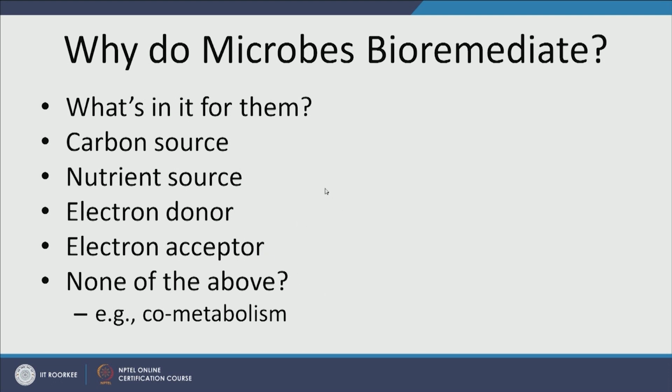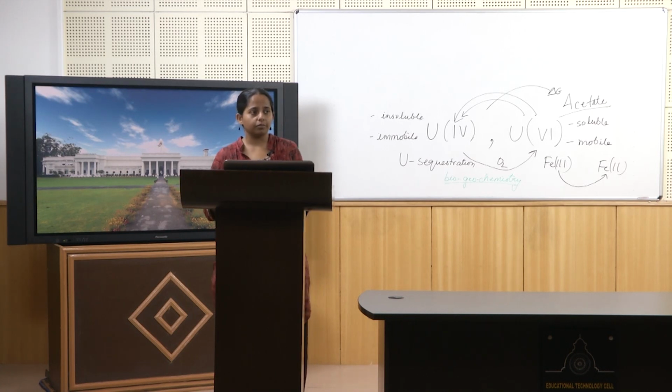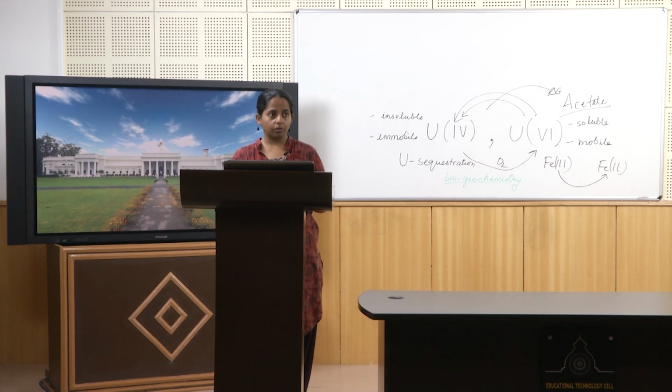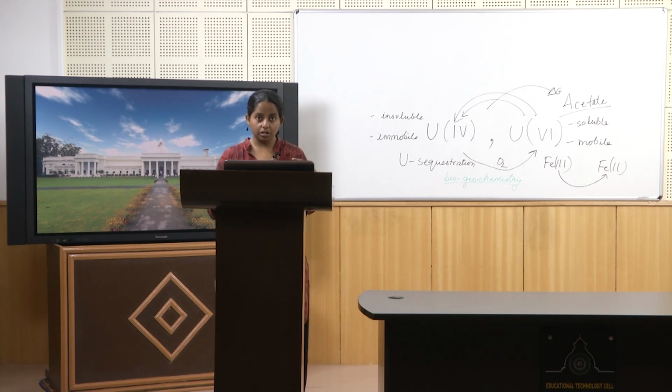They're neither getting energy, nor getting carbon, nor getting electrons, nor giving electrons. So why would they do it then? If you remember what we talked about in uranium sequestration, uranium is co-sequestered, co-reduced, because the microbes are trying to reduce iron, and when they reduce iron they get energy from it, so it's advantageous for them. But the enzymes that are reducing iron also happen to reduce uranium, and they're extracellular.